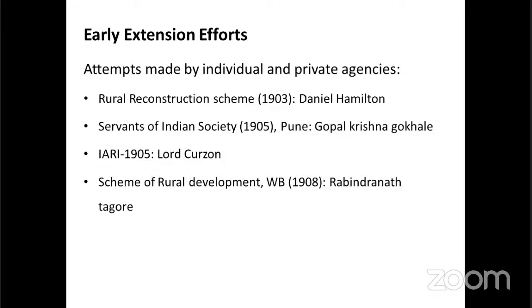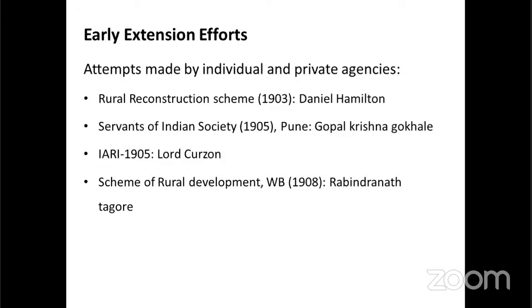After 31 years, Daniel Hamilton started a rural reconstruction institute, in the year 1934. And the next scheme is the Servants of India Society. It was started in the year 1905 in Pune by Gopal Krishna Gokhale. We all know the IARI, that is the Imperial Agriculture Research Institute. It was laid down in Pusa, Bihar, in 1905 by Lord Curzon.